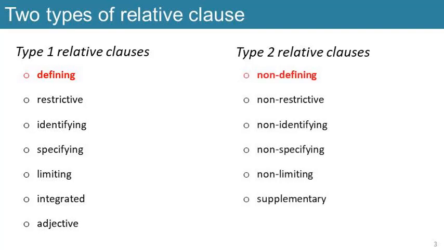Type 2 relative clauses are called non-defining, non-restrictive, non-identifying, non-specifying, non-limiting, and supplementary clauses. In this lesson we will continue to use the first of each of these terms in the 2 types. This is because defining and non-defining are currently the most common terms in English language teaching resources.